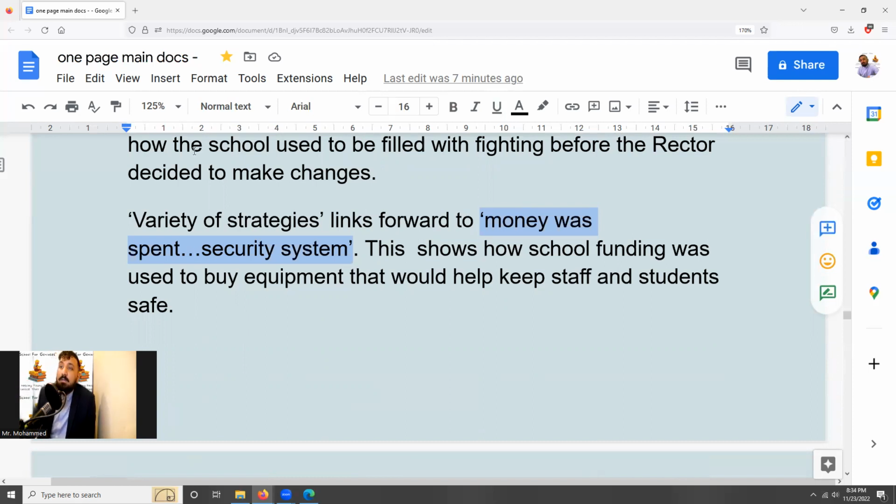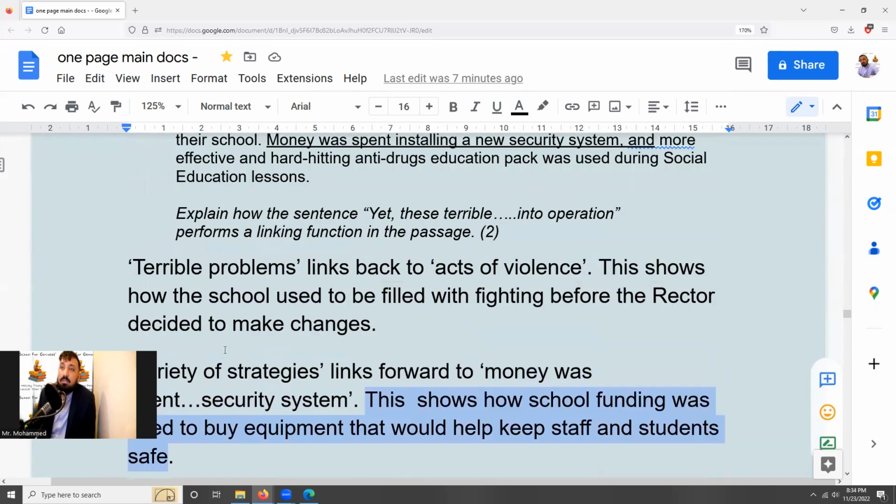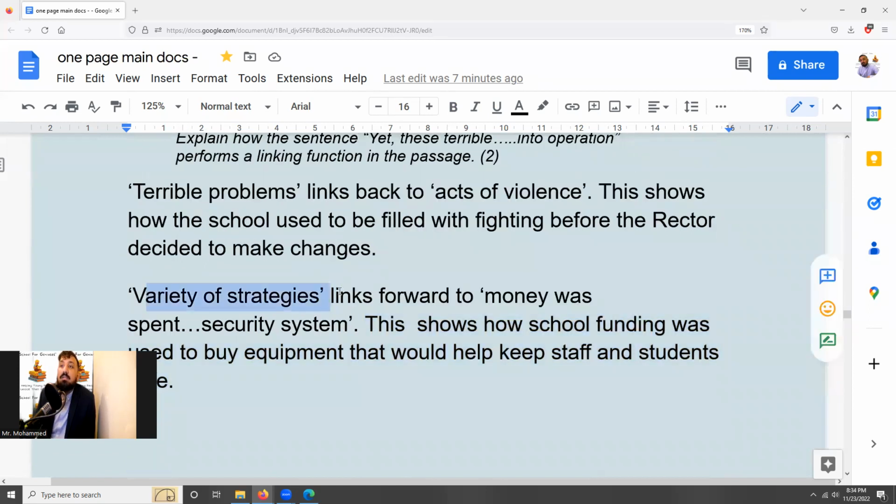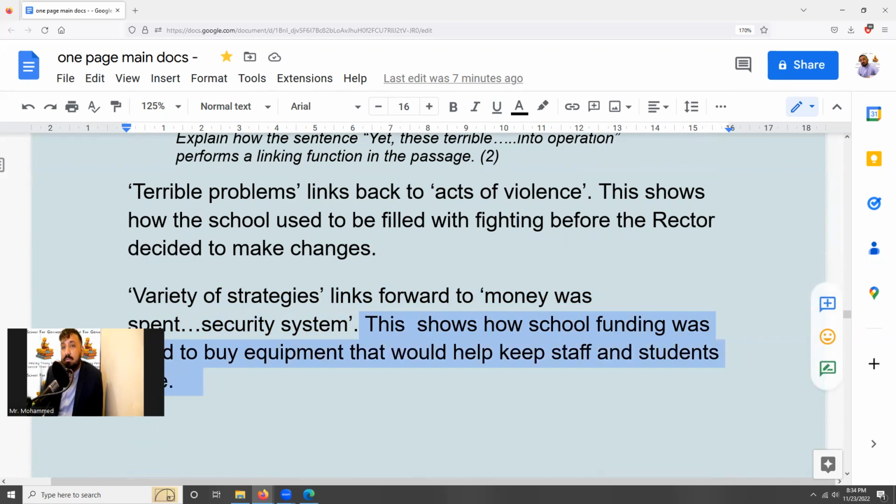It's fine. And then "this shows", again just in my own words, this shows how school funding was used to buy equipment that would help keep staff and students safe. Security system. So again, all I do is quote part of the link, say which direction it links in, quote something from there, from the direction it links in, and then put that into my own words. That is all you do, okay? That is all you do. So that is essentially the link question.